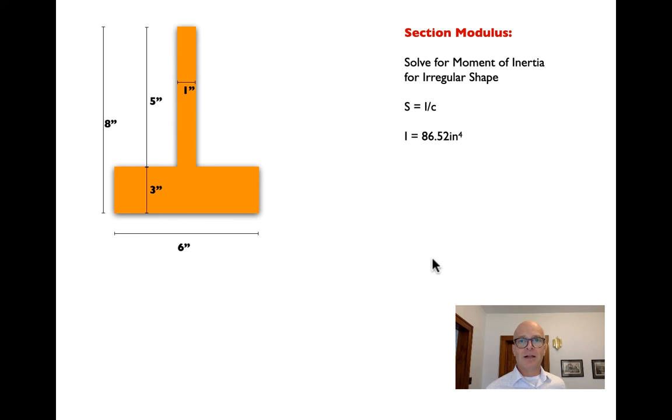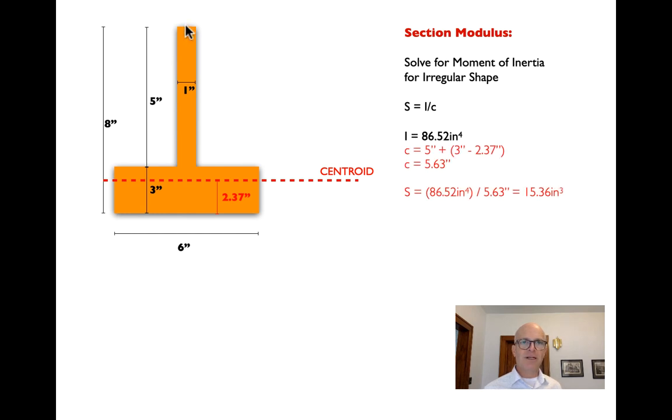So here, to find the section modulus of our T shape, we take the moment of inertia that we found earlier, 86.5 inches to the fourth. We look at the centroid and we try to figure out where the farthest fiber is. In this case, it's going to be the top of the web. Bottom of the flange is just 2.37. Top of the web is going to be 5 plus this remainder here. And you can see that what we end up with is a C of 5.63 inches. And if we divide moment of inertia by that, we get a section modulus of 15.36 inches cubed.